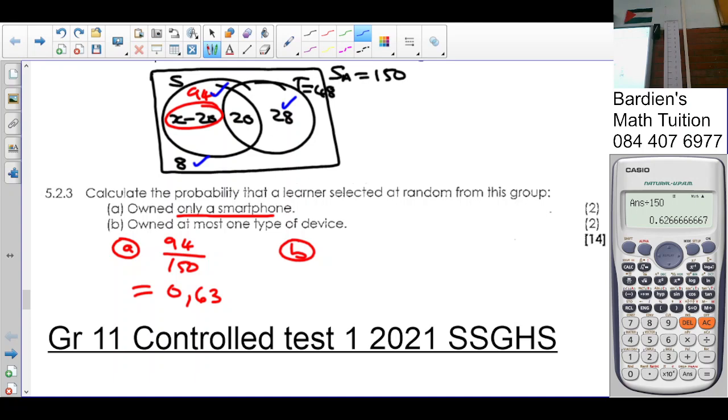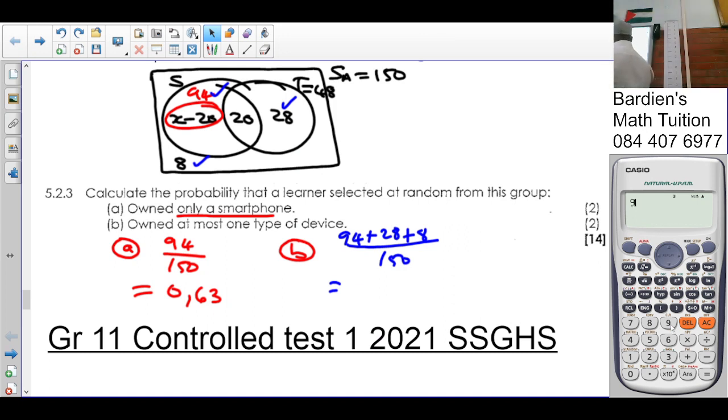So in this case, it would simply be 94 plus 28 plus 8, and this is all over 150. That gives you 13 over 15 or 0.87.